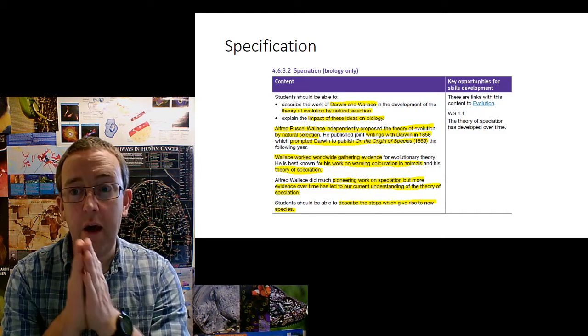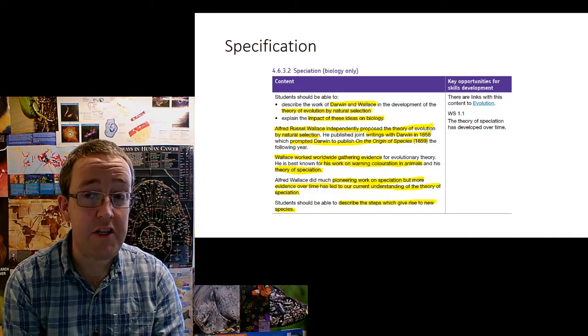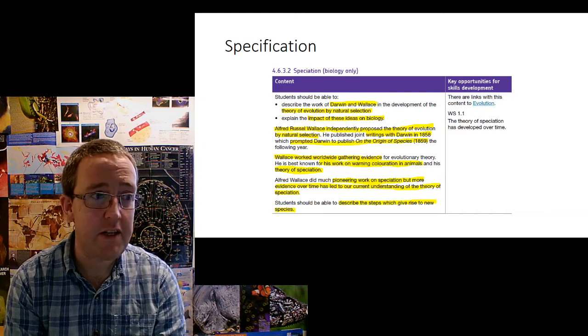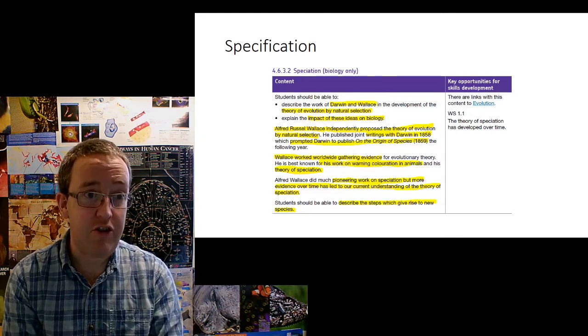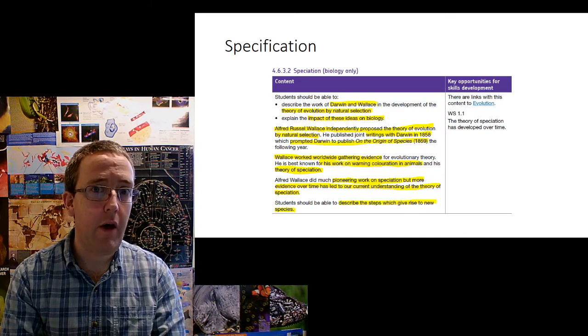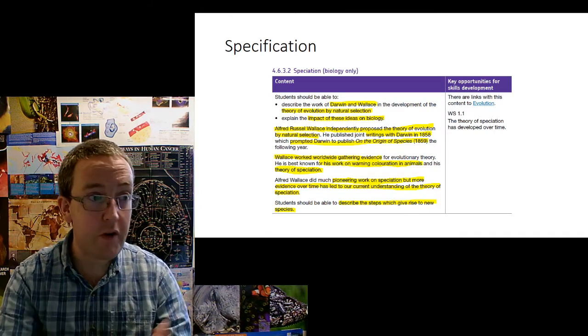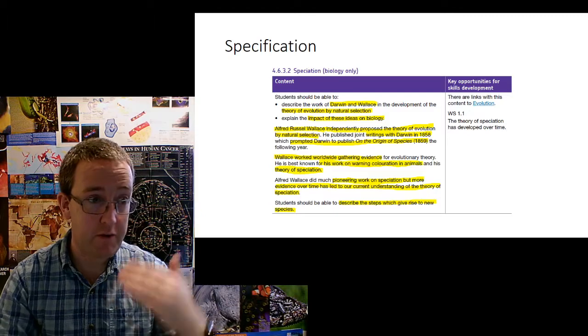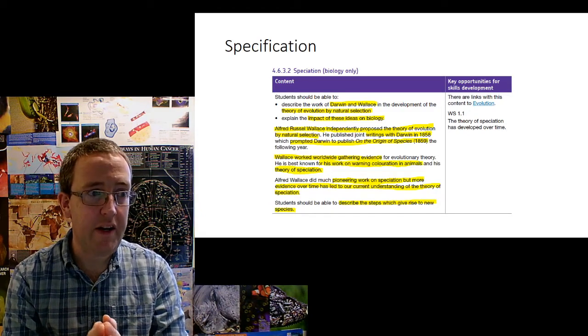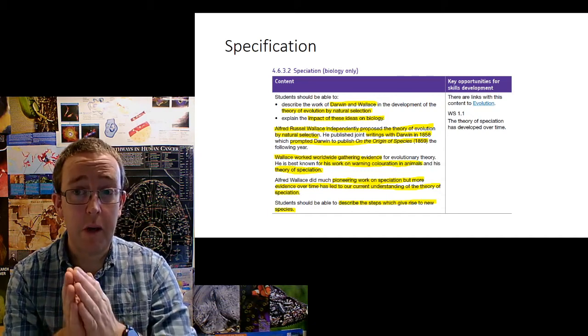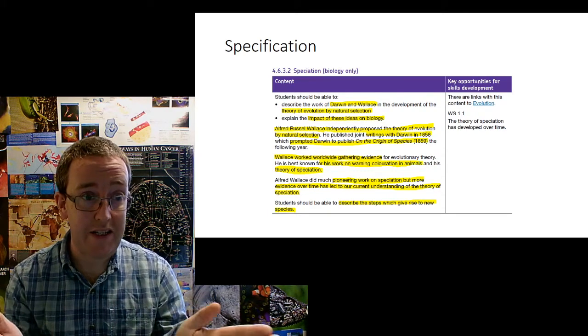So we need to explain his idea, and it's great that he's now on the GCSE syllabus, and we need to explain his ideas on the development of the concept of the species and what speciation is, so how we end up with more than one species. Darwin quite logically explained how species can change over time, but he didn't necessarily explain very clearly the driving forces behind what we now call speciation.